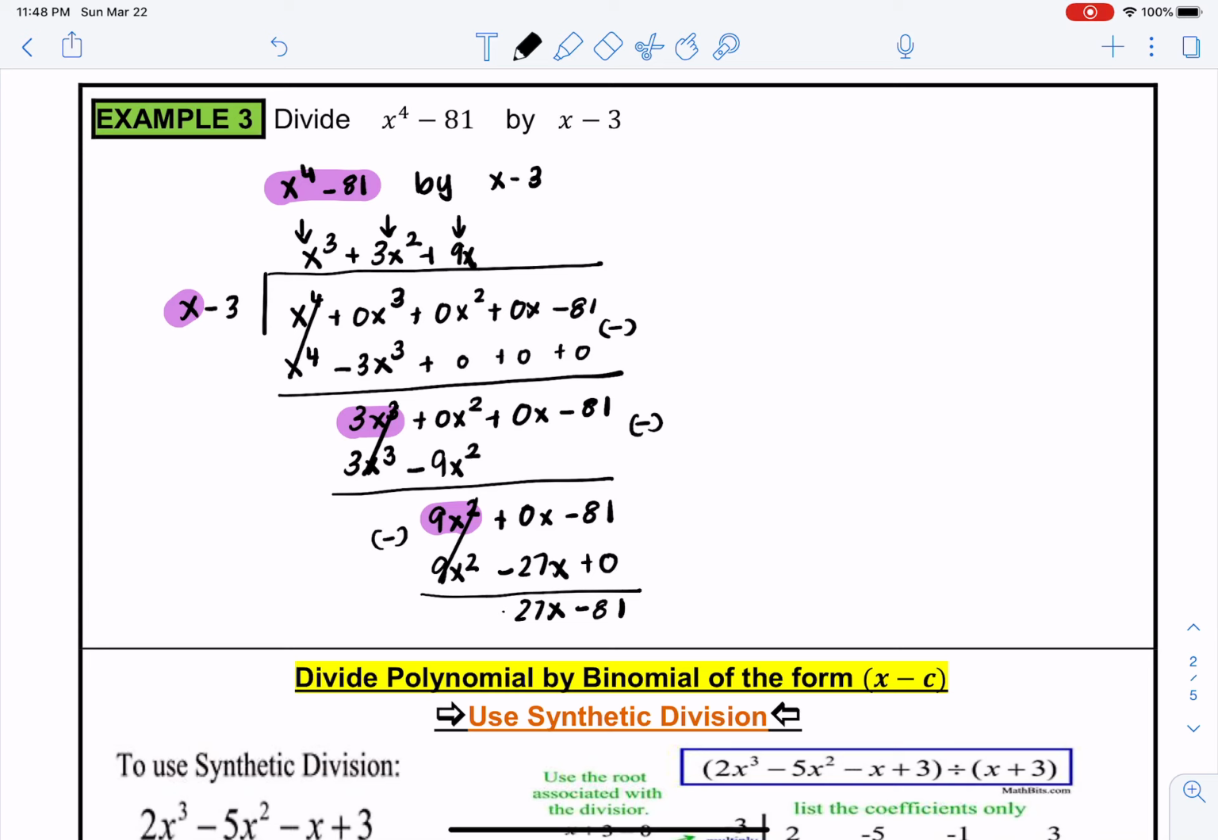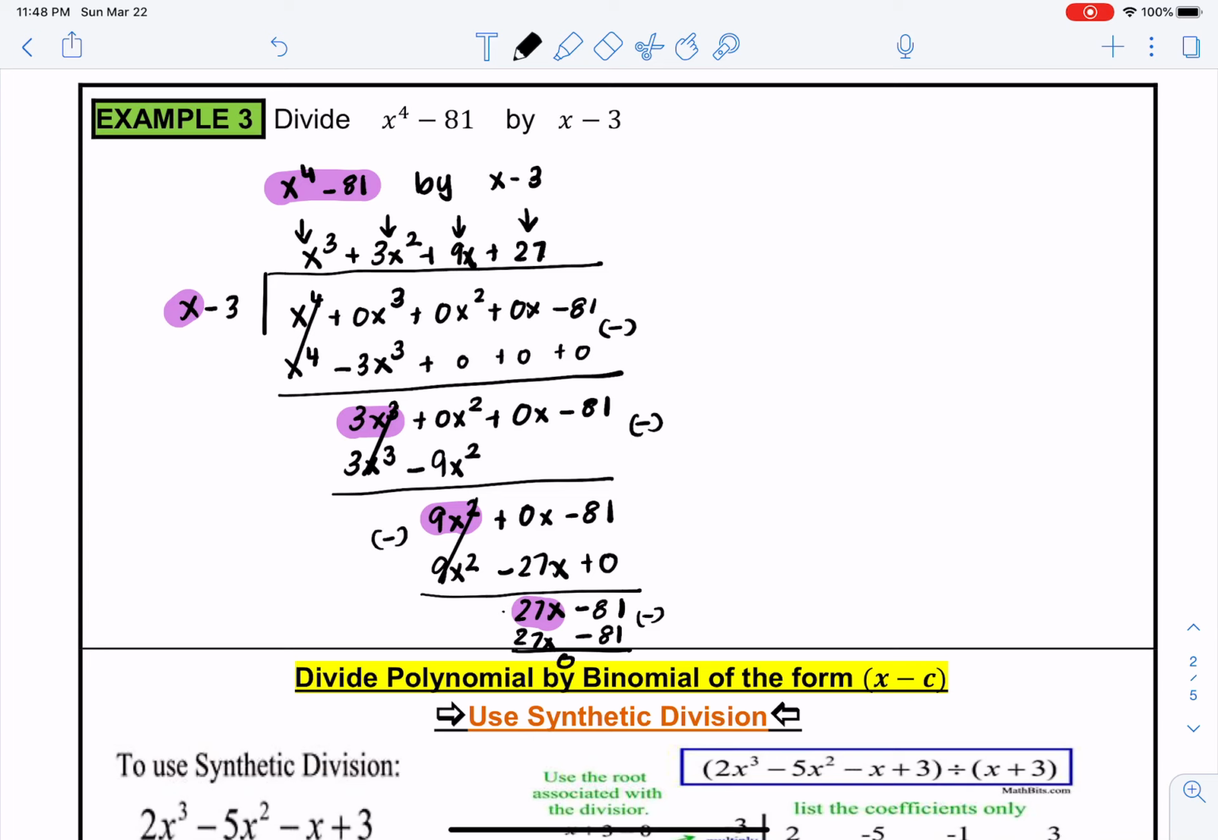So we've got to multiply x by an expression here so that we get 27x. So that has to be 27. 27 times x is 27x. 27 times negative 3 is negative 81. And when we subtract, they are identical terms, and I get 0 remainder.